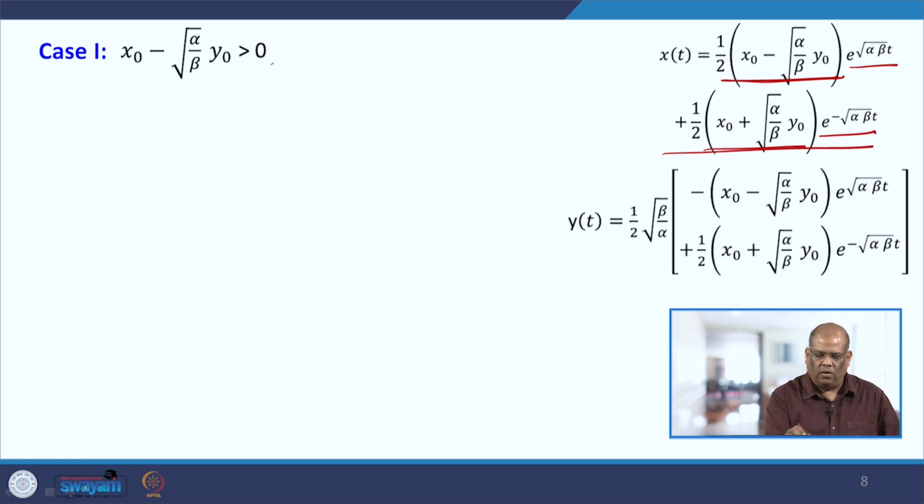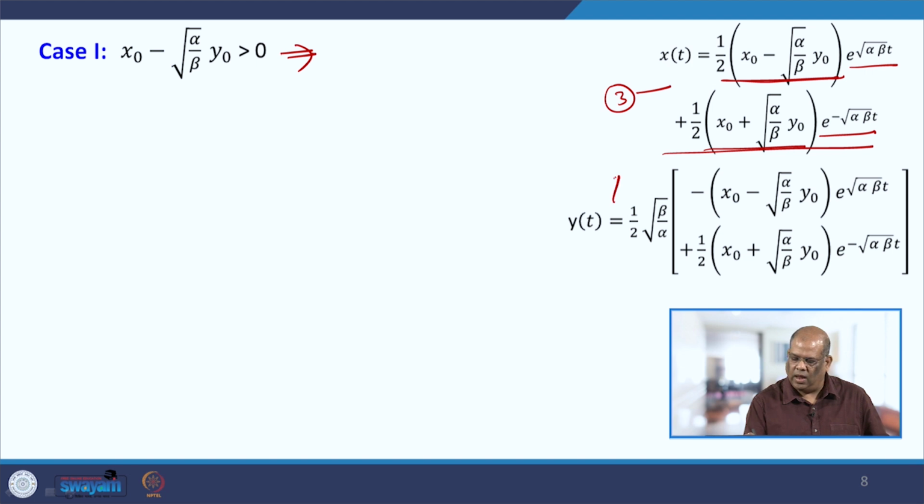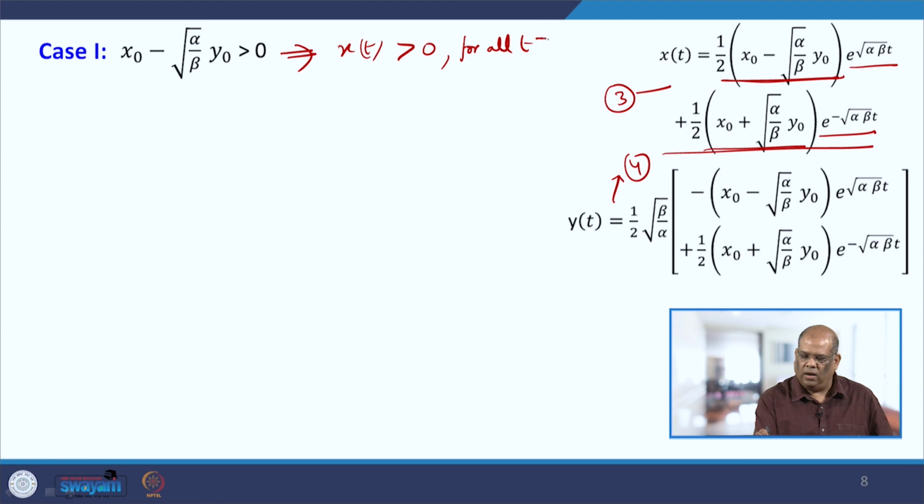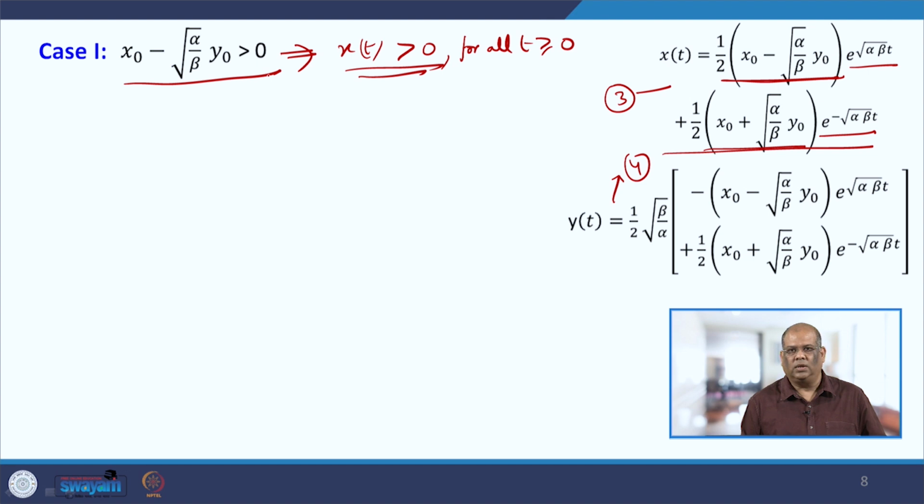So if your x0 minus root alpha by beta y0 is greater than 0, then it is clear from this particular equation, say 3, and this equation, say 4, that x(t) is always greater than 0 for all t greater than or equal to 0. Even if you put t equal to 0, you will get the value x0, which is your initial value, and that is also a positive quantity. So x(t) is always positive when your x0 minus root alpha by beta y0 is greater than 0.